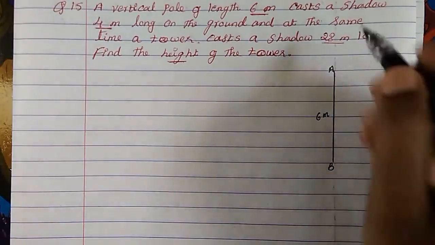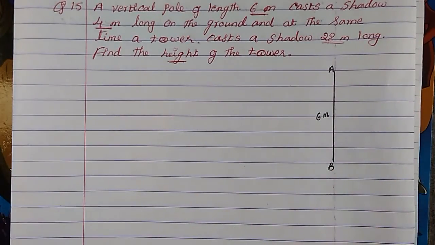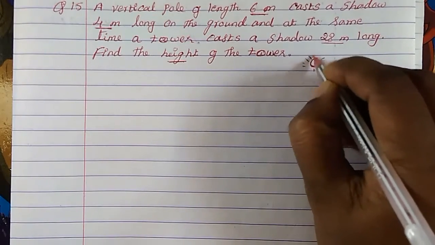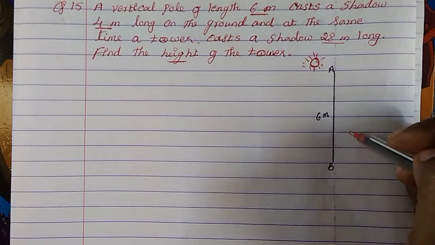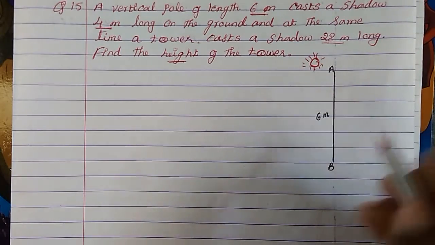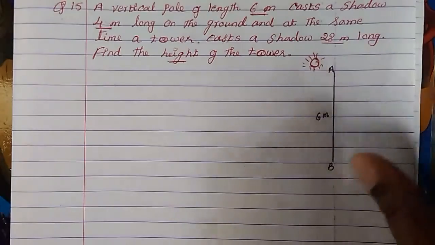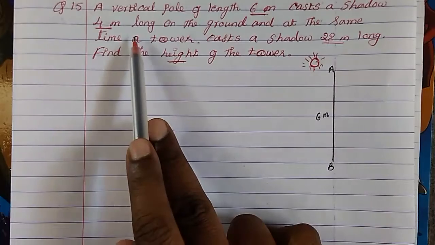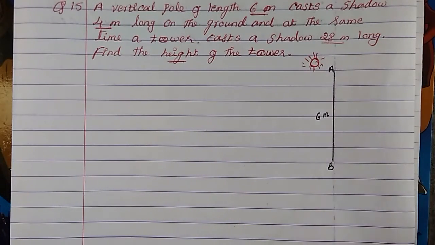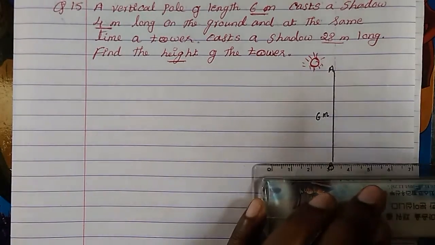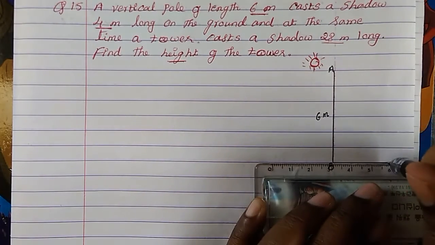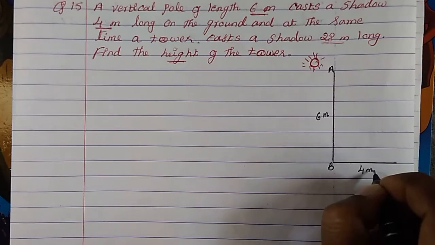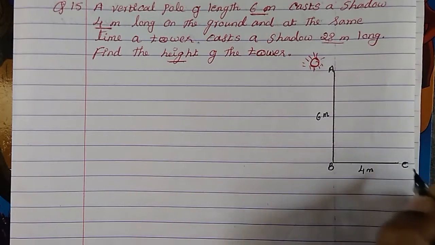So if there is a sun, the sunlight falls on the pole, and on the ground the shadow of this pole will be falling. So how much? 4 meter long. The 4 meter long shadow is falling on the ground, so it will be horizontal. So it is 4 meter, and I'll name this point C.